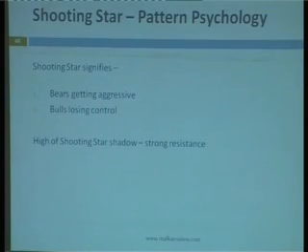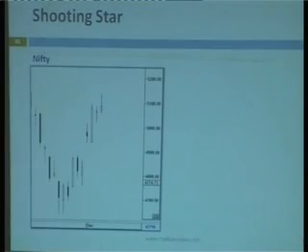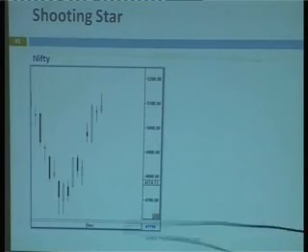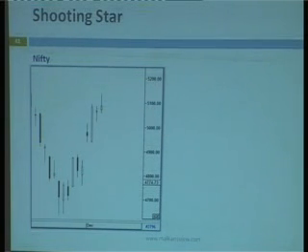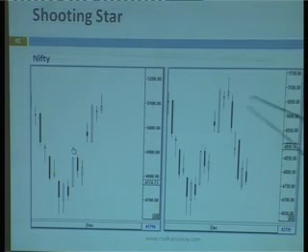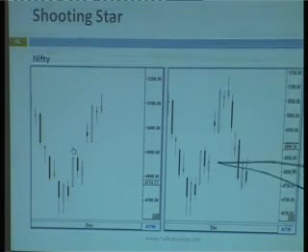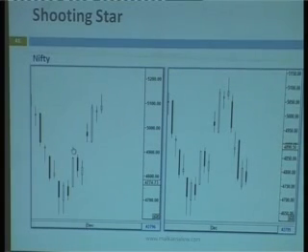Then the same thing is for shooting star. Bears getting aggressive and bulls are losing control. So high of the shooting star is a strong resistance. So you have a strong rally and then you see a shooting star. Higher shadow, that's supply. So on that confirmation, I will trade short below this, and as soon as I get my price, or I approach a gap, or I approach a support, or with a 5-minute confirmation, I take out the trade.